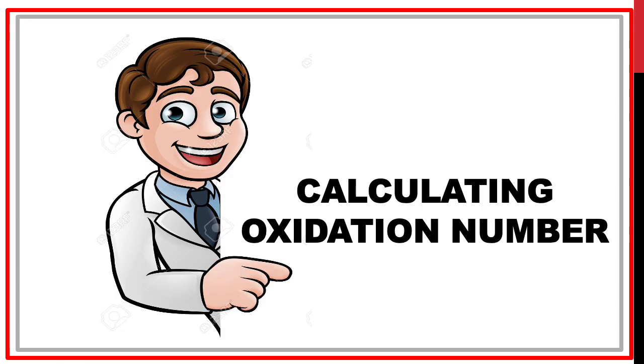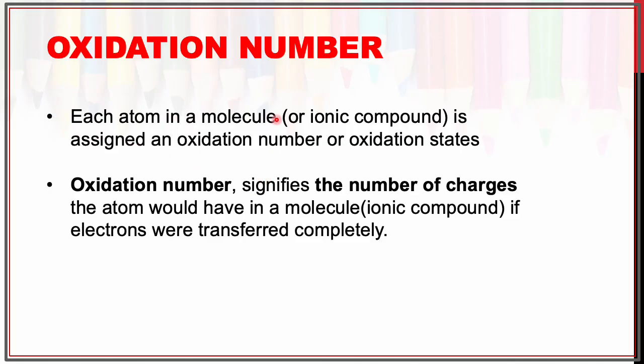For the oxidation and reduction reaction, that is this redox reaction, you need to know how to calculate the oxidation number. Each atom in a molecule or ionic compound is assigned an oxidation number or oxidation state. This oxidation number signifies the charge the atom would have in a molecule or ionic compound if electrons were transferred completely.